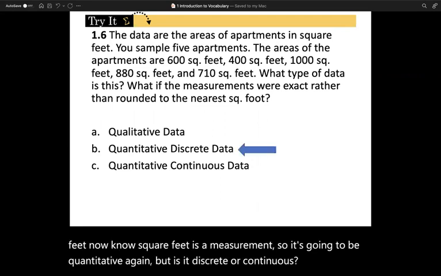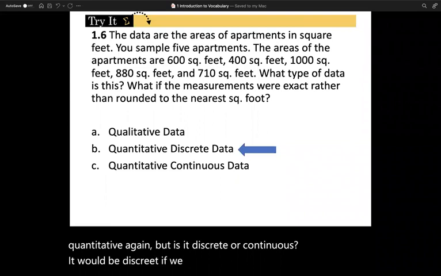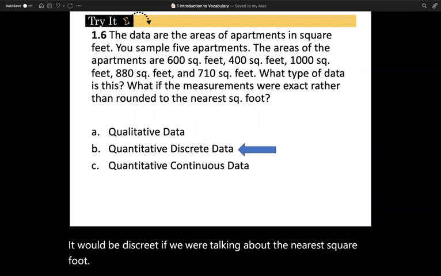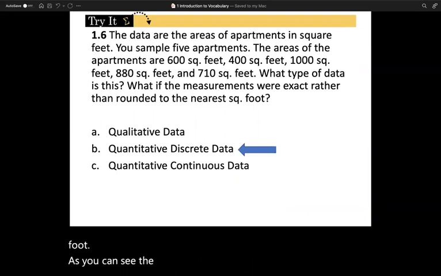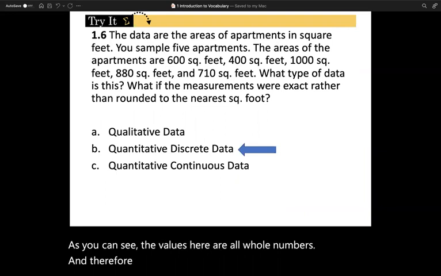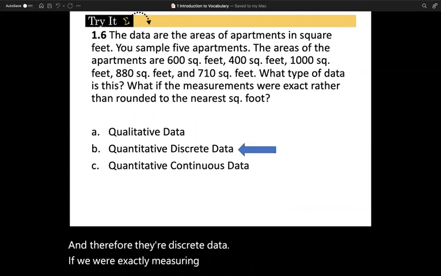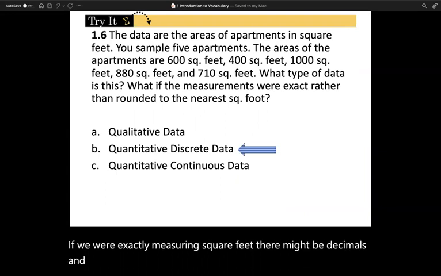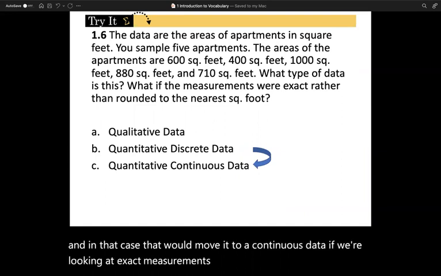Well, it would be discrete if we were talking about the nearest square foot. As you can see, the values here are all whole numbers, and therefore they're discrete data. If we were exactly measuring square feet, there might be decimals. And in that case, that would move it to continuous data if we were looking at exact measurements rather than rounding.